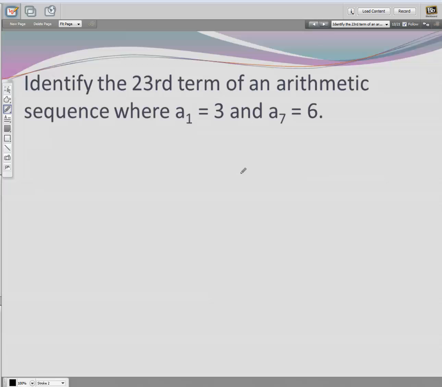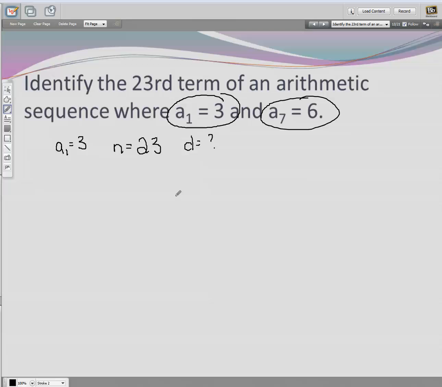Okay. Let's identify the 23rd term of an arithmetic sequence, where a sub 1 is 3 and a sub 7 is 6. So this means the first term is 3 and the 7th term is 6. So in order to do this, we actually have to create 2 equations because we need to figure out what d is. Okay? We know a sub 1 is 3. We know that n is 23, but we don't know what d is. So we have a little bit of work to do. So let's create an equation using these facts here.